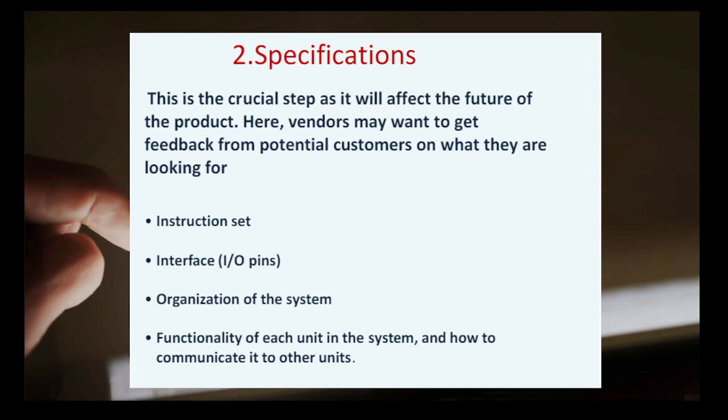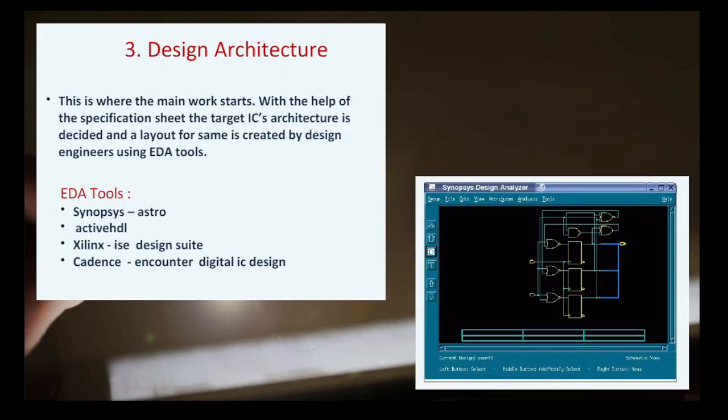Specification. We need to know the instruction set and the interfacing, what the input and output pins of a specific processor are, and the organization of the system. This is a very important step as it will majorly affect the future of the product while designing, and the specification plays a vital role. Design architecture.